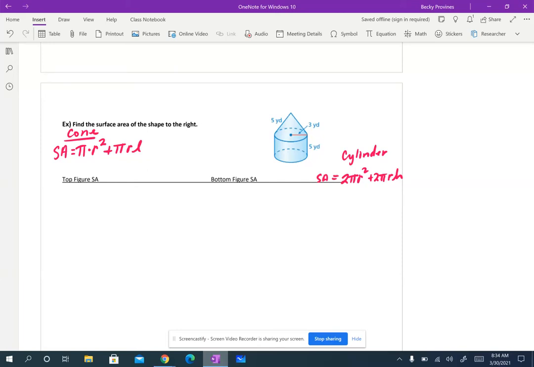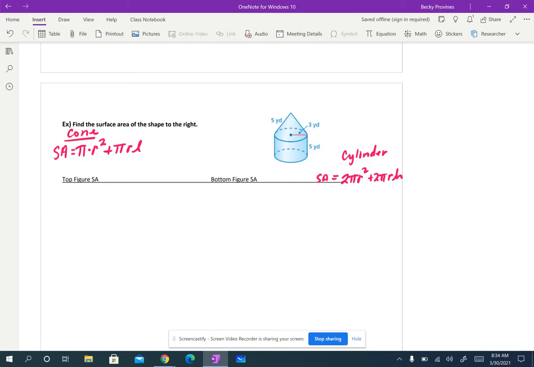Hi, now we're going to go over the second example of finding the surface area of a compound shape. Now, when you look at this shape, there's a top and bottom. So the top shape is a cone and the bottom shape is a cylinder. So as usual, we're just going to find the surface area of those and then deal with the fact that there's some overlapping parts.